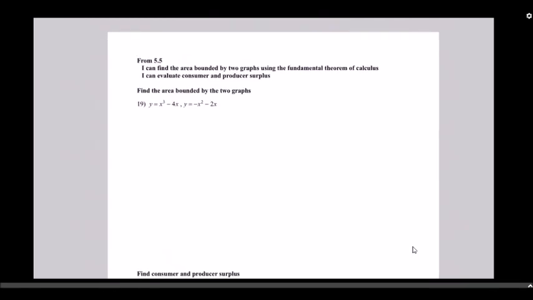Okay, we're getting there. 5.5. You can find the area bounded by two graphs using the fundamental theorem of calculus. So number 19 is dealing with this first topic here. What we're talking about, the area bounded by two graphs, we may have a situation like this where we have a parabola and then some kind of a cubic function like that, and we need to find this area in between the two graphs. That's what it means by an area bounded by two graphs.